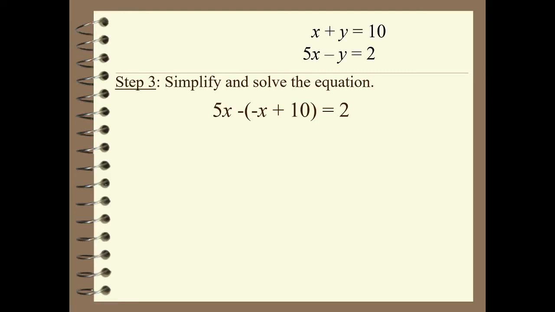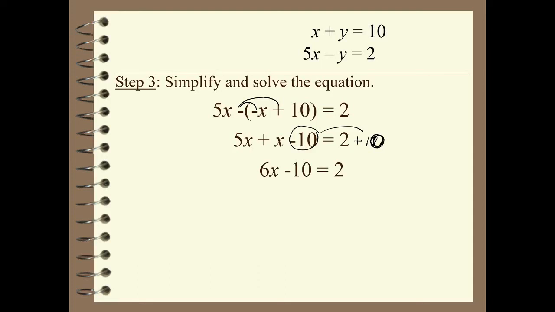Let's simplify. You have noticed now, negative times negative is positive. Negative times positive is negative. Okay? And then you transpose this to the other side. That becomes positive 10.